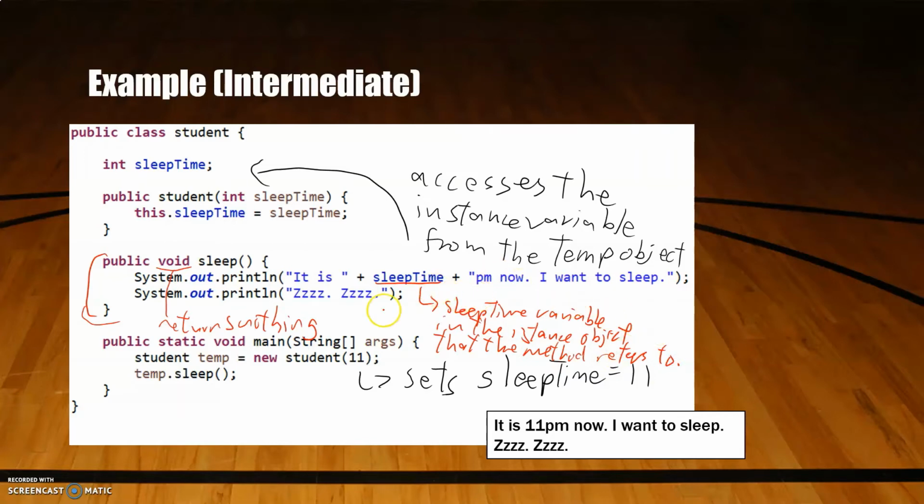So knowing this, in the main code, here we know that sleep time for the temp object is set to 11. In temp.sleep, it would access the sleep time variable for the instance object that sleep refers to, which in this case is temp. And so sleep time would be 11 in here, and so the statement we printed is "It is 11 PM now. I want to sleep."